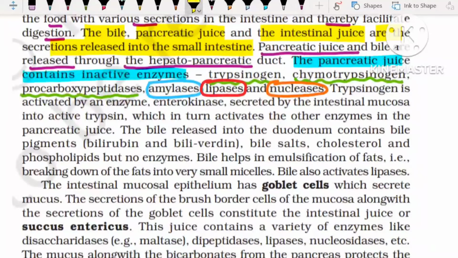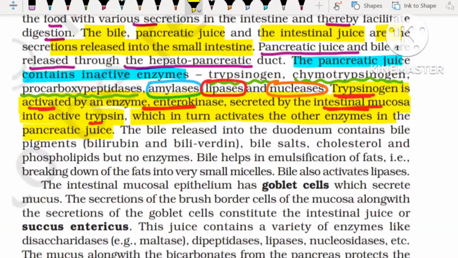Now see next. Trypsinogen is activated by the enzyme enterokinase, which is secreted by the intestinal mucosa into active trypsin. Please focus carefully. Who is activating the trypsinogen? Trypsinogen is activated by which enzyme? Enterokinase. And who has secreted this enzyme? Intestinal mucosa. Now, this trypsin, the active form trypsin, will activate other enzyme in the pancreatic juice. So I think now this line of NCERT and that paragraph of NCERT is properly clear to you.